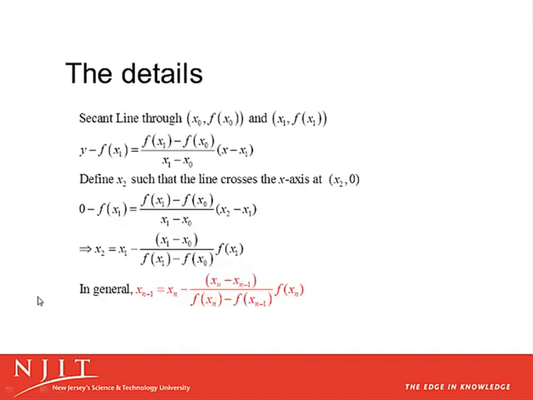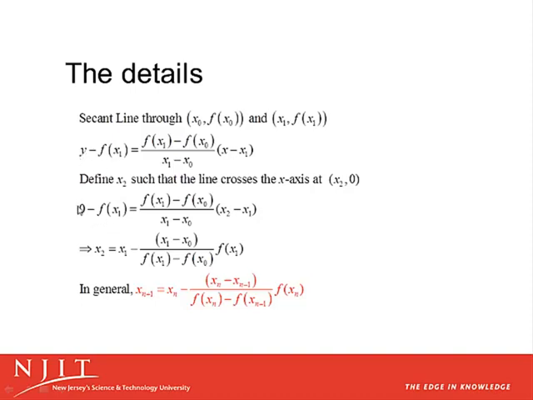Here are the details. We write the equation of the secant line through the 2 points. Y minus the y value, here we're using the right point, y minus the y value is equal to the slope of the secant line times x minus the x value. And we define x2 to be that value of x such that the y value will equal 0 at that point for the secant line.